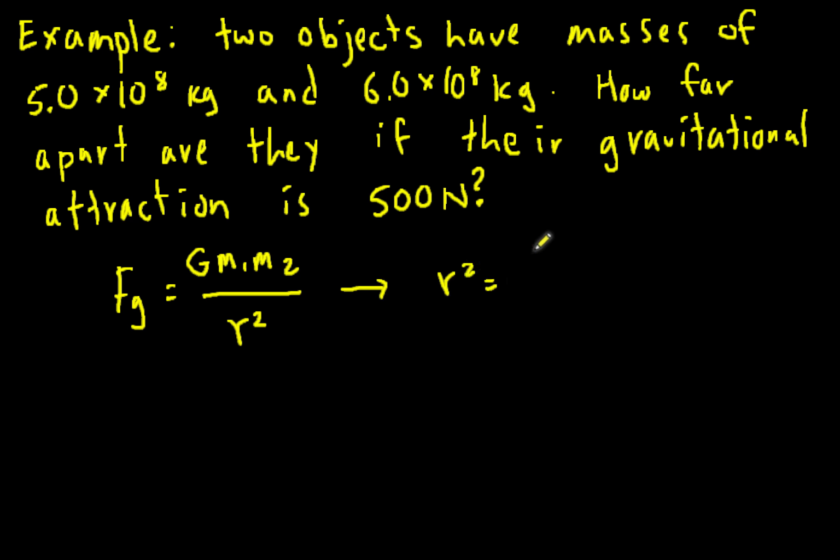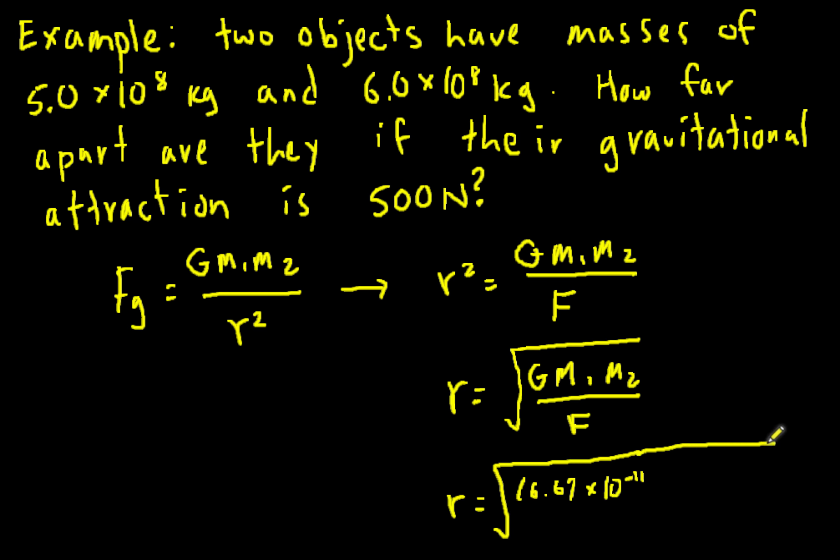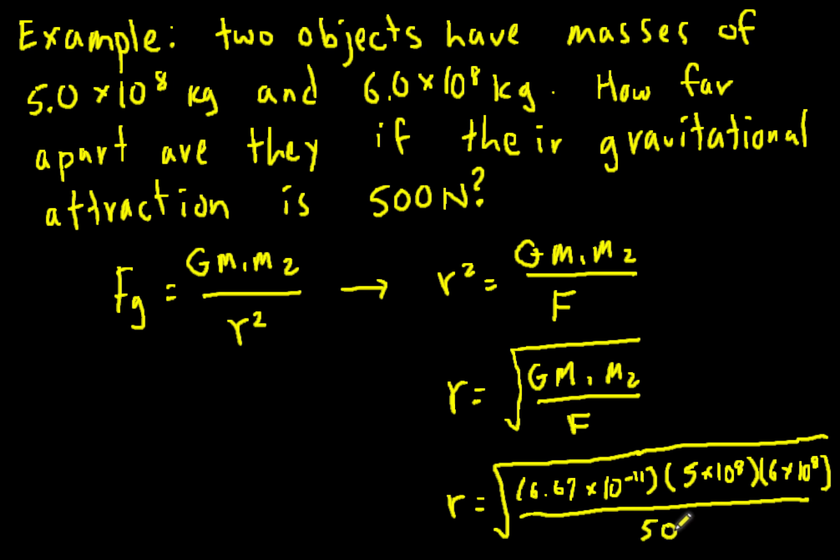r squared equals G m1 m2 divided by F. Solving this for r, we get the square root of G m1 m2 divided by F. This gives us r equals the square root of 6.67 times 10 to the minus 11 times 5 times 10 to the 8 times 6 times 10 to the 8 divided by 500 newtons. This gives us an r equal to 200 meters.